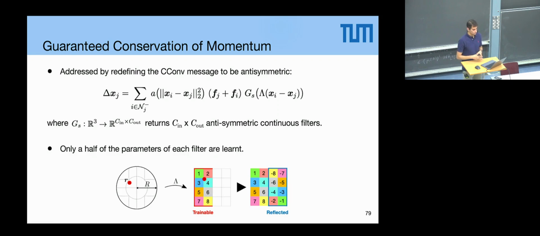So now with that we are satisfying this condition, and we can apply this message passing layer at the end of the GNN, and we will obtain an output that approximately guarantees that we are conserving the total linear momentum of the system.